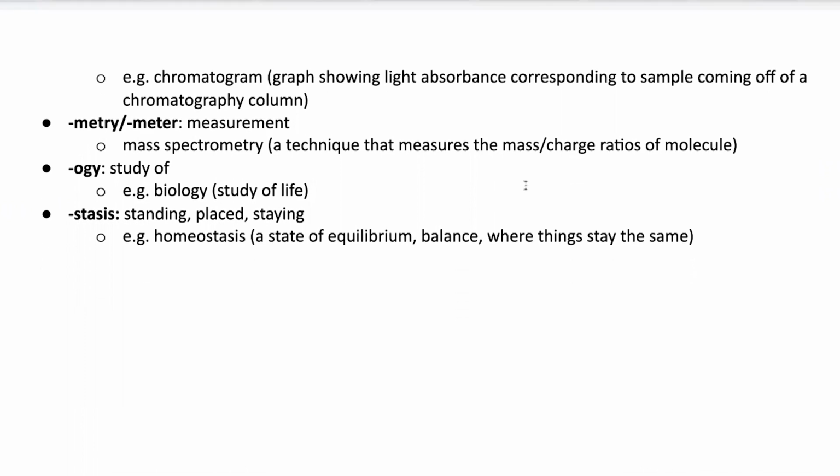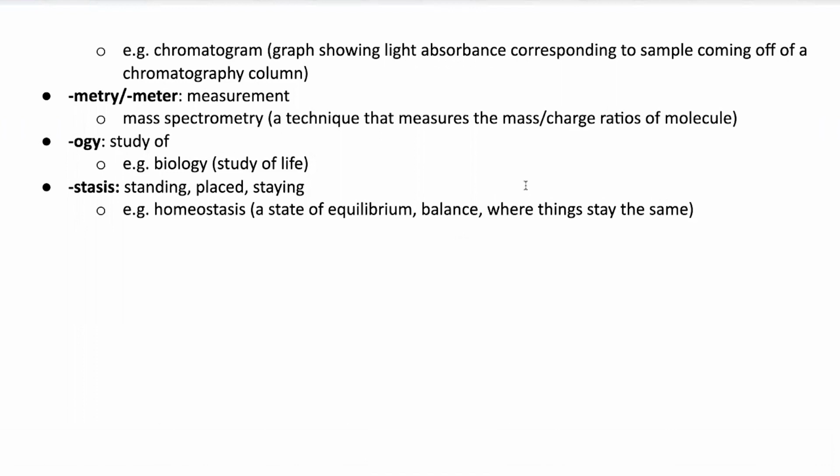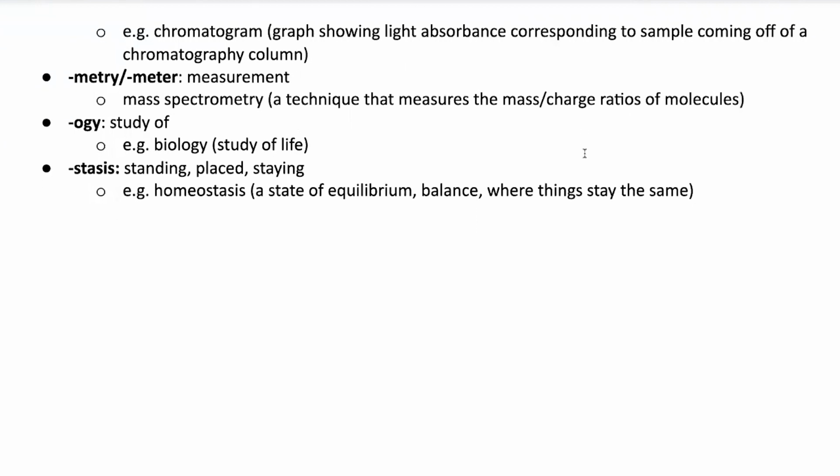You see metry or meter, that's basically measurements. So mass spectrometry is a technique that measures the mass charge ratios of molecules. If you see OG, this is the study of, so biology, the study of life.